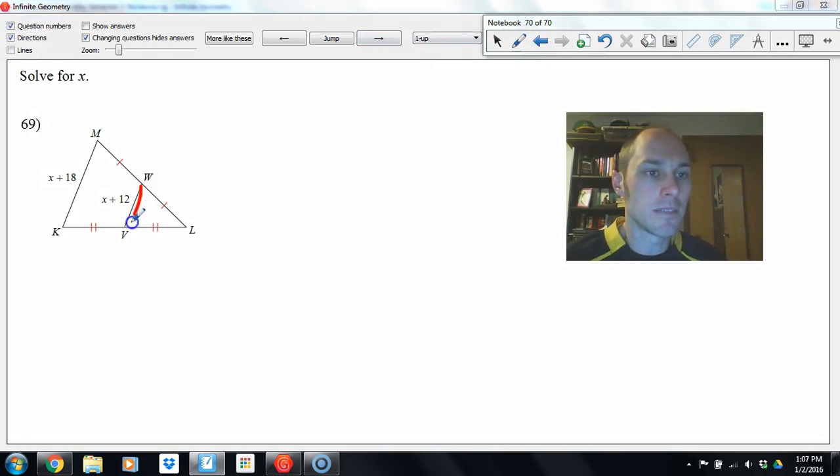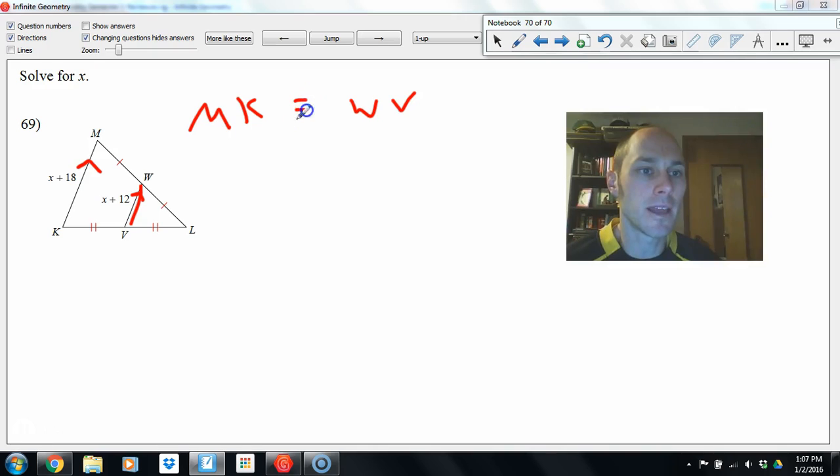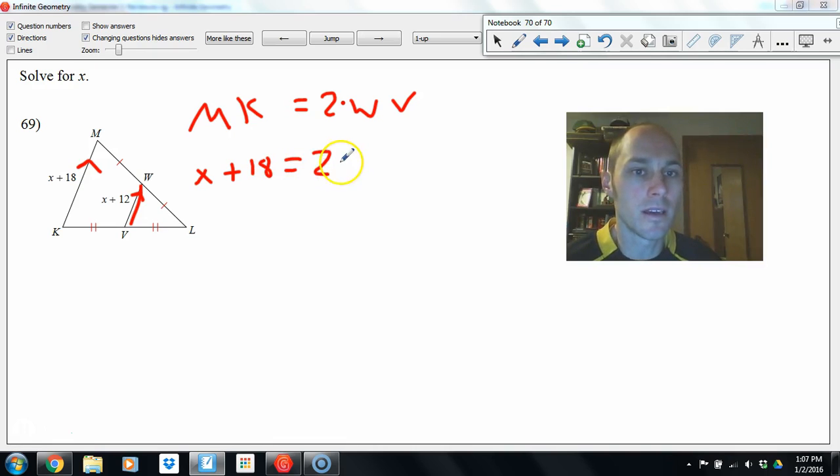Once again, WV is the mid-segment. So these two lines are parallel. I know it's the mid-segment because W is the midpoint, V is the midpoint. So if I'm trying to find a connection between MK and WV, in order to make them equal, what do I have to do? Well, I need to double WV. So if I take what MK is, it's x plus 18. And I need to double WV, which is x plus 12. Now I've got an equation I can solve for x.